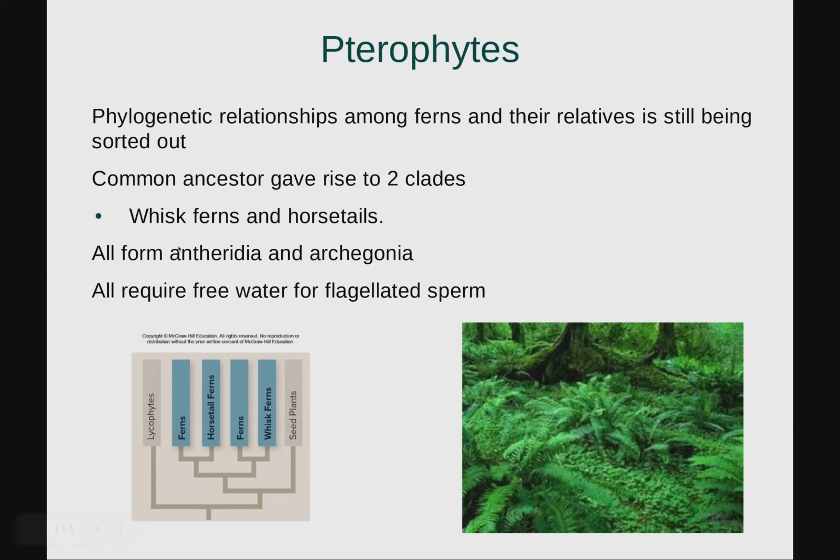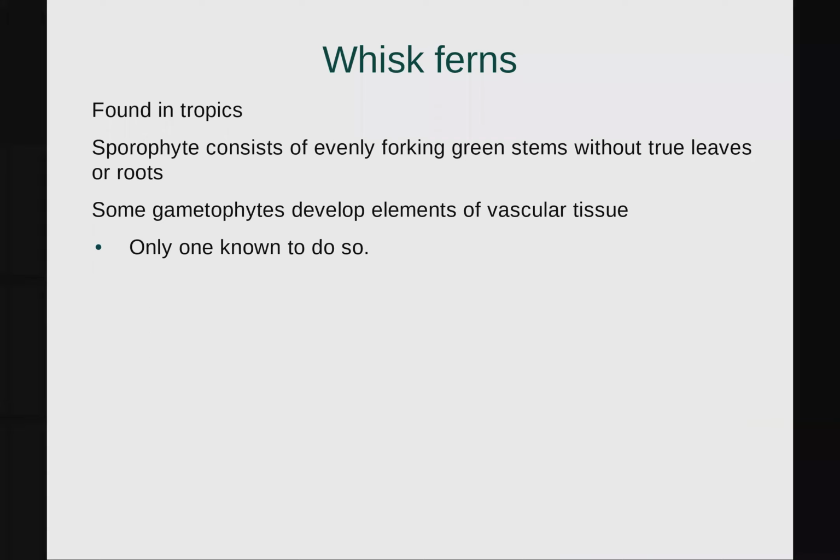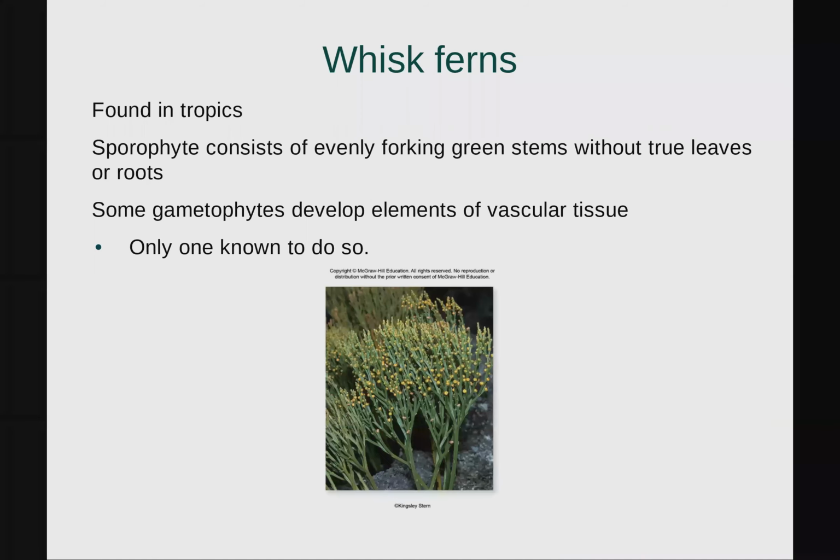Now, these groups all still form the antheridia and the archegonia, and they do require free water for their flagellated sperm. So they're not super advanced yet, but again, they do have some advantages to them. The big advantages being larger actual leaves, vascular tissues, and so on and so forth. Now, within this group, we have the whisk ferns. These are typically found in the tropics.